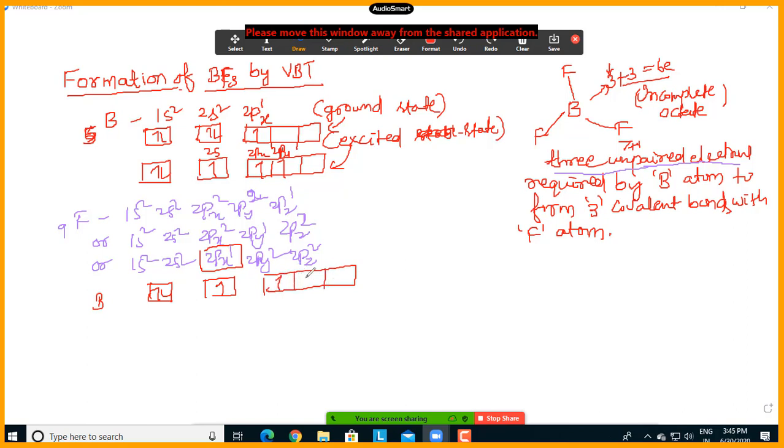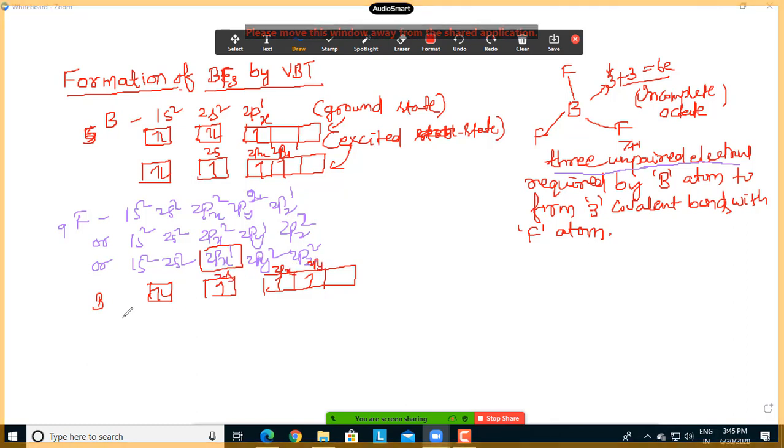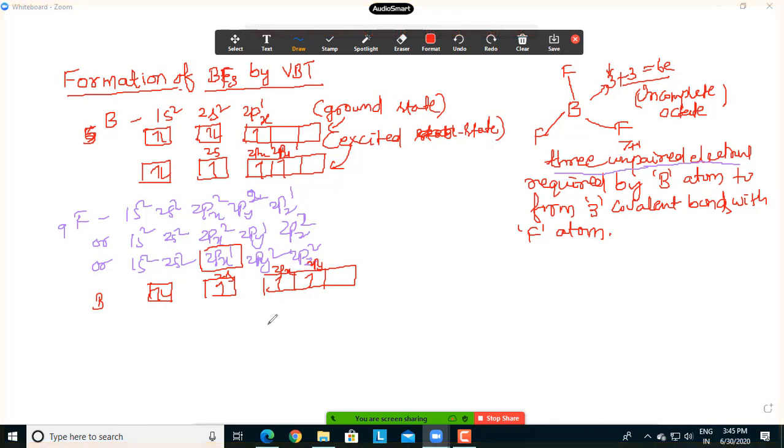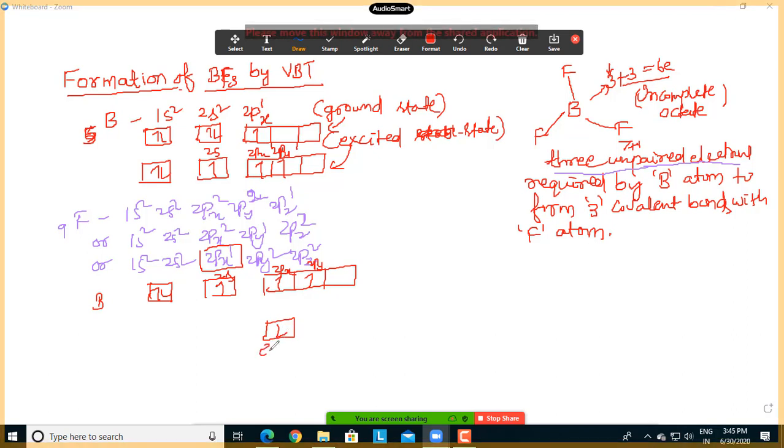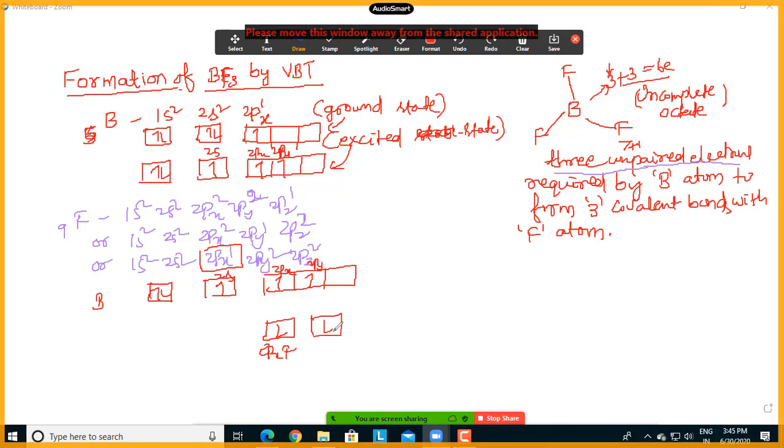How bond is formed like this. Say 2px, 2py of boron. This is 2s. Now fluorine, you have fluorine. So one fluorine we can take 2px of fluorine. Another fluorine we can take 2py of fluorine. One more fluorine we can take anything, say 2pz of fluorine.